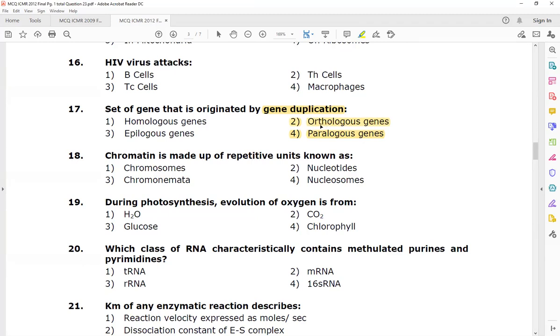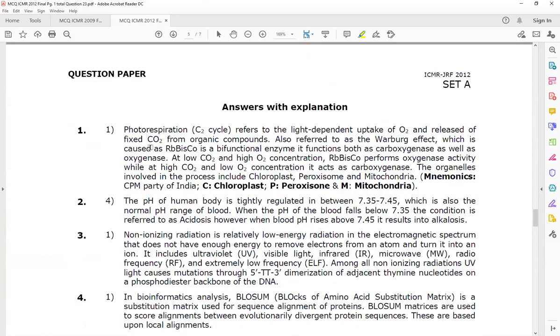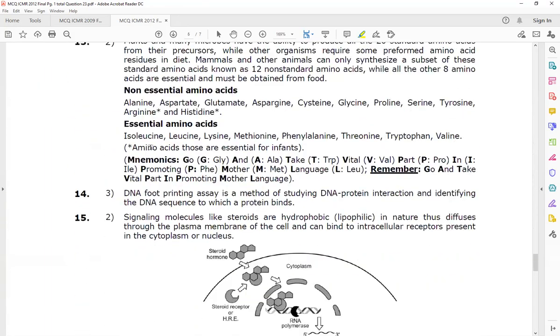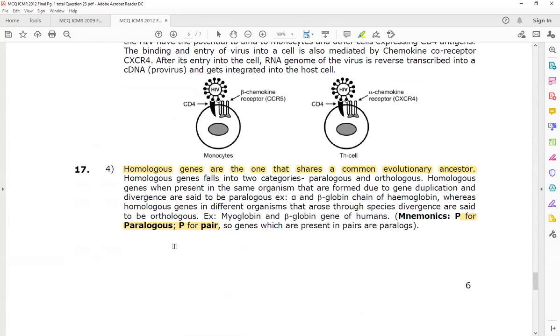अब मेरे को एक बात बताओ, पैरालोगस और ऑर्थोलोगस दोनों मिलके किसके अंदर आते हैं? होमोलोगस के अंदर. इसलिए आंसर यस होमोलोगस होना चाहिए. मैंने आंसर देखा नहीं, I am just looking at it. It would be yes, sir. Homologous genes. So what is the answer?